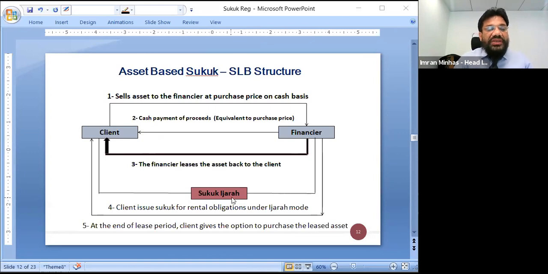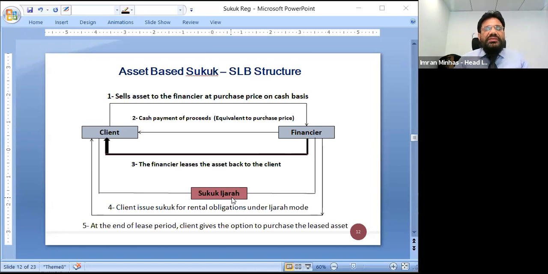So these ijara Sukuk carry the rental obligation on the part of the originator, to be paid to the financer over a period of time for use of the asset. At the end of the lease period, what happens? If we make it part of the contract that at the end of the period the lessee, the client, will again purchase the asset.